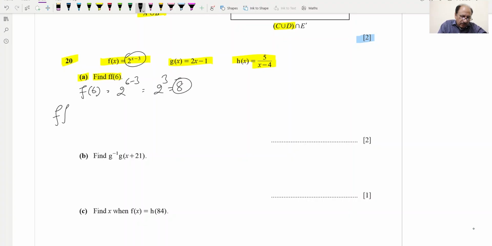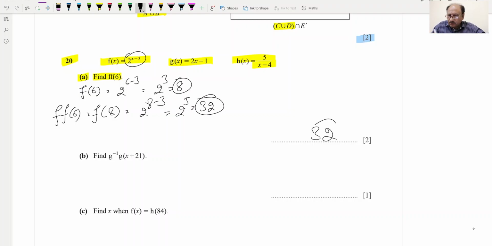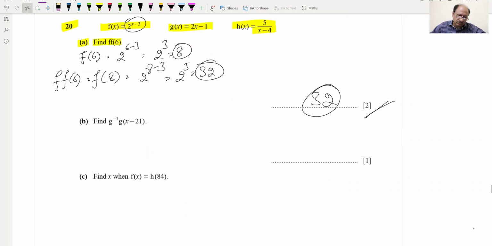Now we can find f of f of 6, which will be equal to f of 8, and this will be equal to 2 raised to 8 minus 3, which is equal to 2 raised to 5, and 2 raised to 5 is 32. So our answer will be 32. This will be a 2-mark question which we are done.